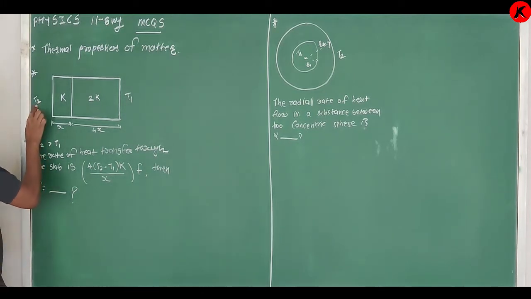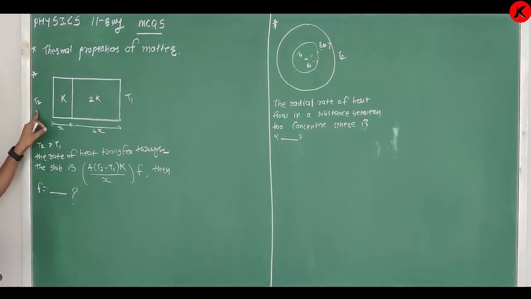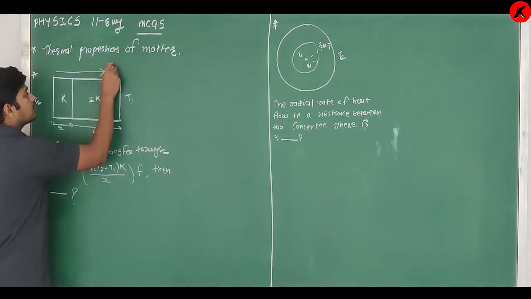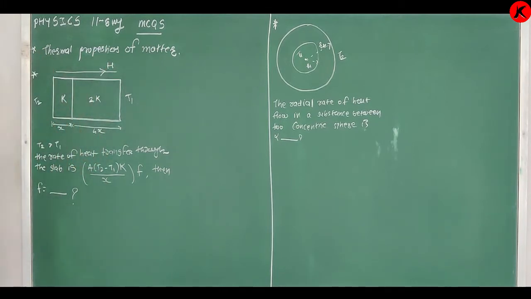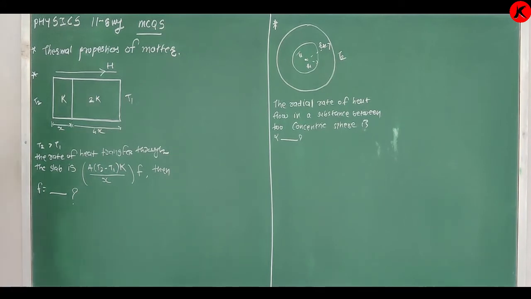This end has temperature T2 and this end has temperature T1, and T2 is greater than T1, meaning T2 is the hot end and T1 is the cold end. So obviously heat is transferred from T2 to T1. The rate of heat transfer through the slab is given as A(T2 minus T1) upon K X. Then you have to find what is the value of X.